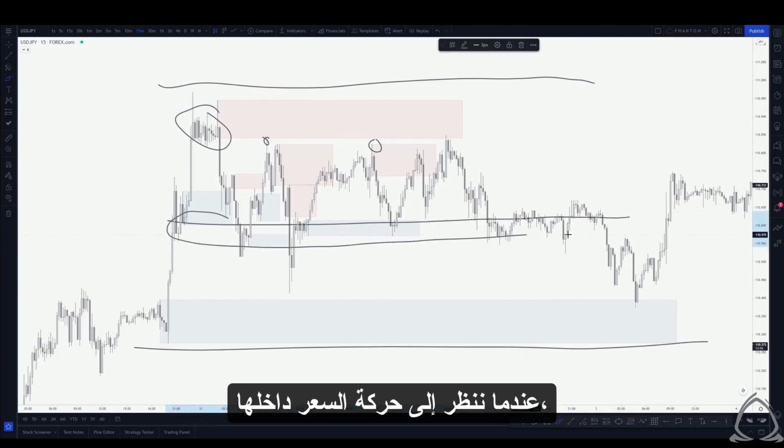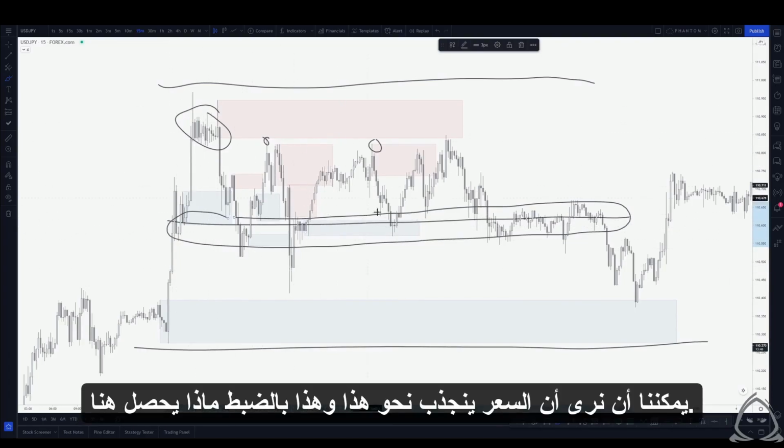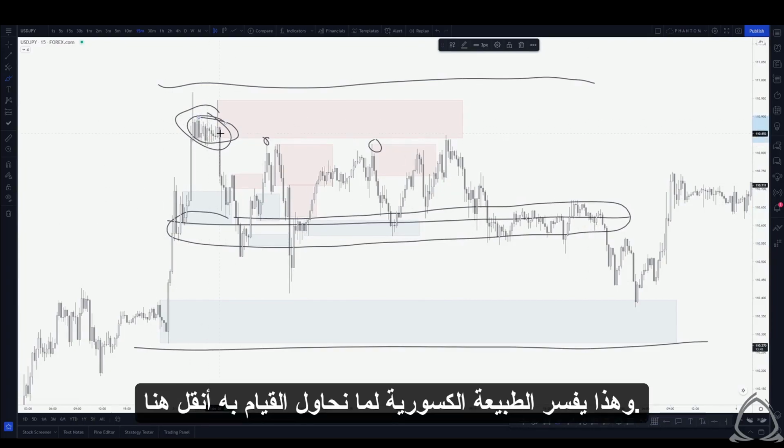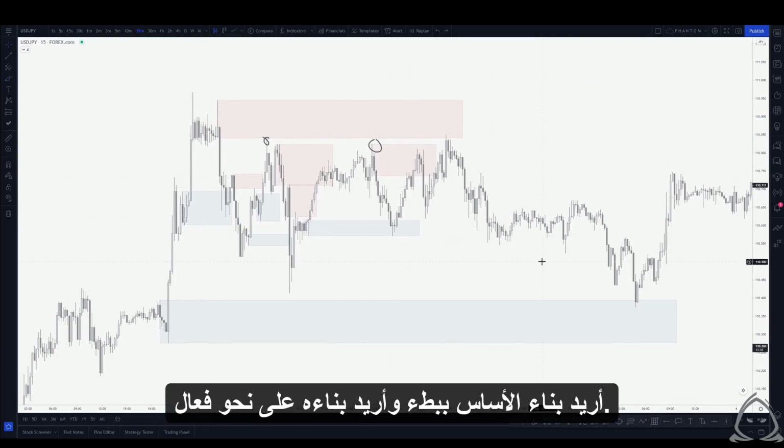And as we can see, when we look at the price action within it, we're looking at that equilibrium point, or the fair value between supply and demand. We can see that price is gravitating towards this, and this is exactly what's happening here. This explains the fractal nature of what we're trying to convey. But again, I'm getting a little bit ahead of myself. I want to build the foundation slowly, and I want to build it effectively.